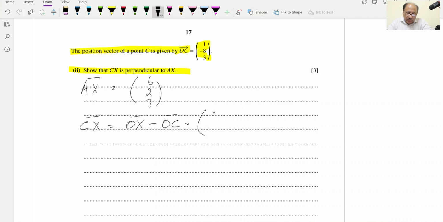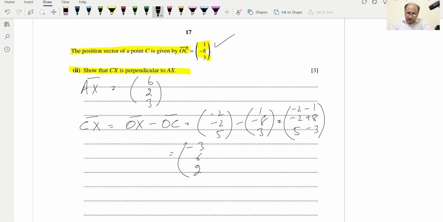OX we already have, which is (-2, 5), and minus OC is given as (1, 8, 3). So this will be equal to (-2 minus 1, -2 minus 8 means plus 8, and 5 minus 3), which is equal to (-3, 6, 2). So we will get this one.